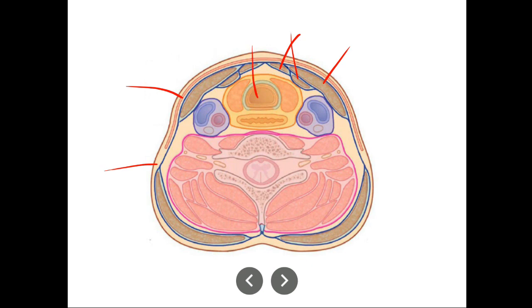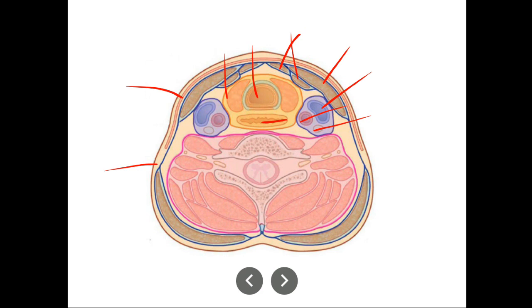We have here the trachea, and on both sides of the trachea we have the thyroid gland. Posterior to the trachea we have the esophagus. We have here the internal jugular vein and the common carotid artery, and posterior to that we have the vagus nerve.